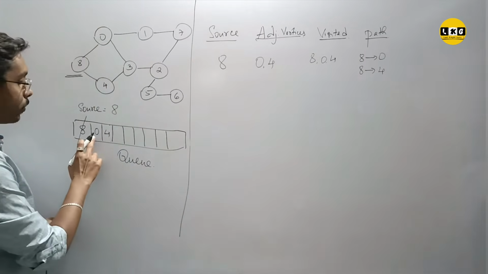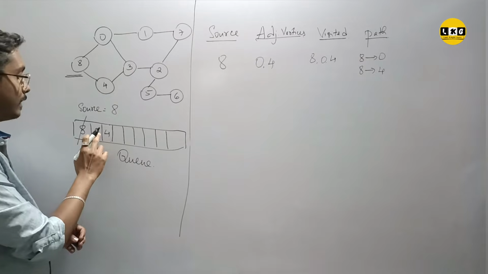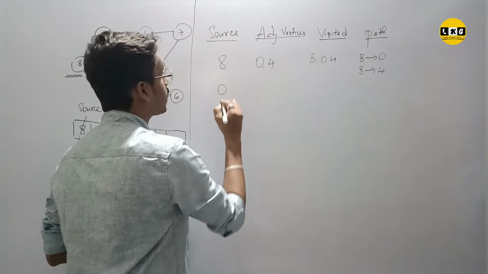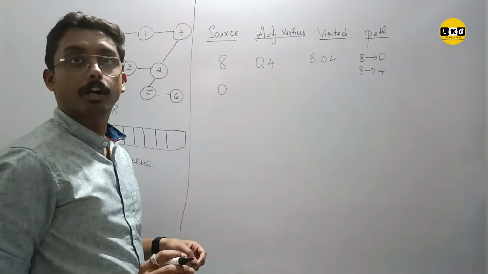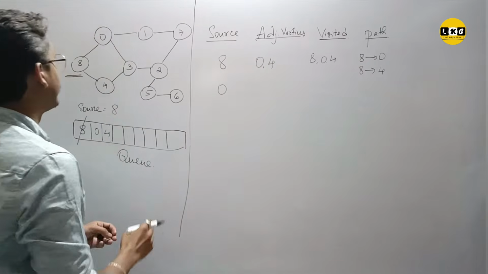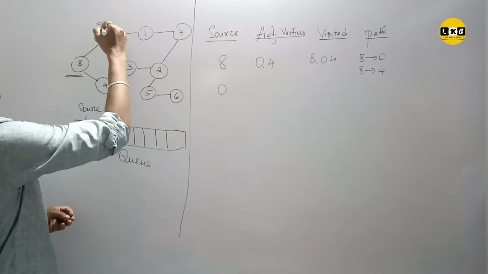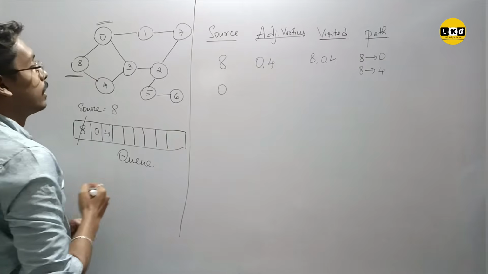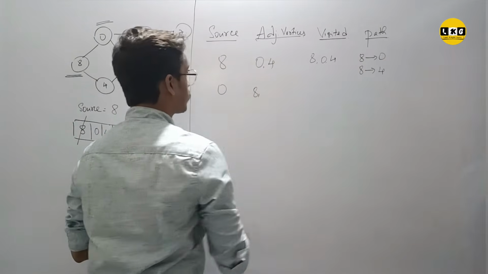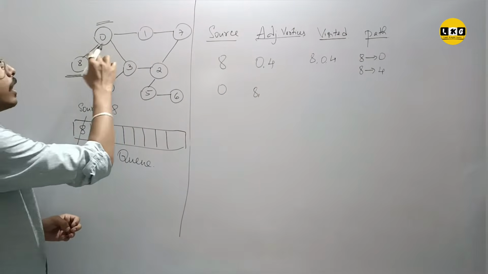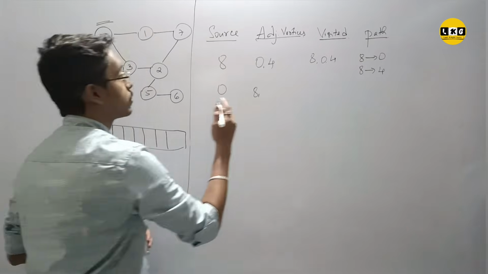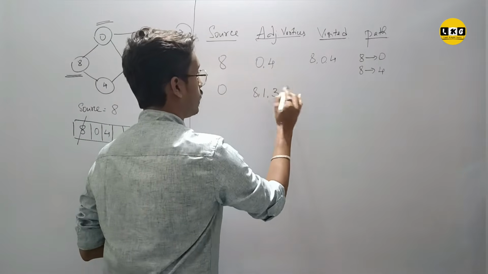Which is the top of the queue now? 0. Right? 0 is the top of the queue. So 0 becomes my next source. Very important. So if 0 becomes my next source, we are here now. What are the adjacents of 0? 8 is also an adjacent. 1 is also an adjacent node. 3 is also adjacent. 8, 1, 3.